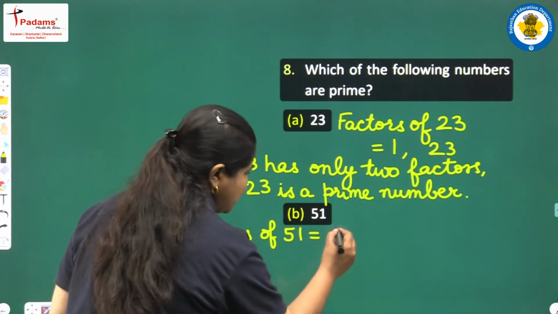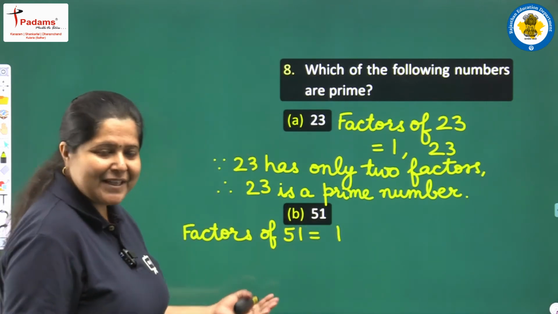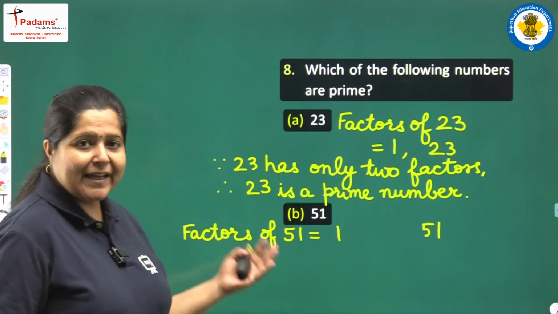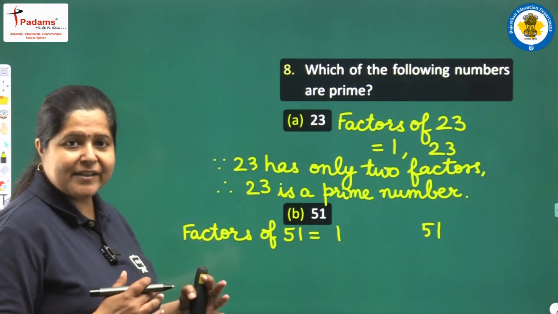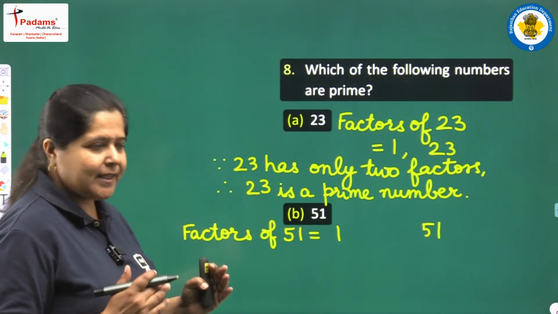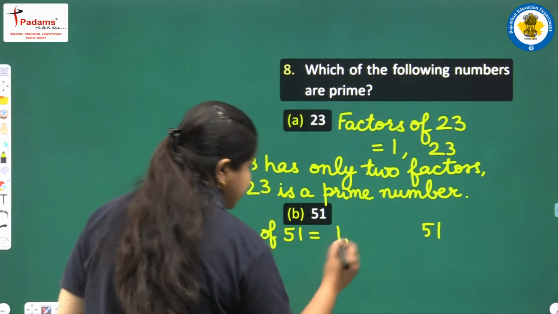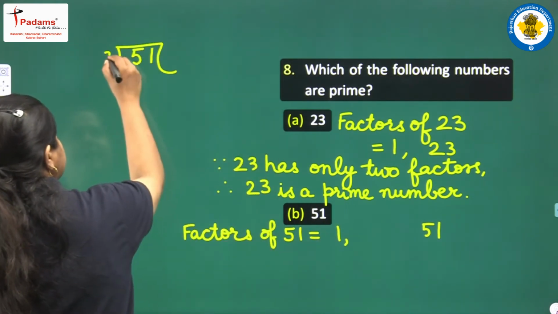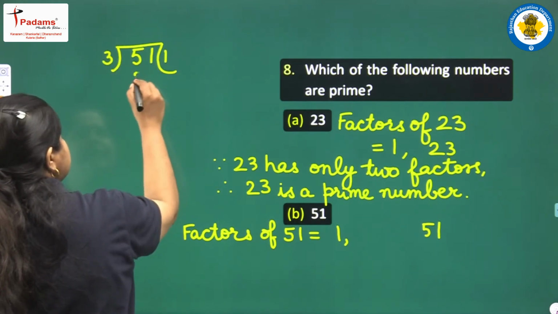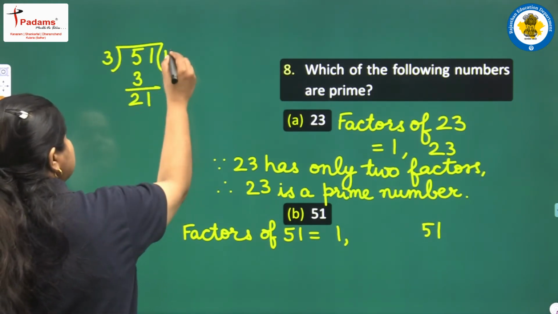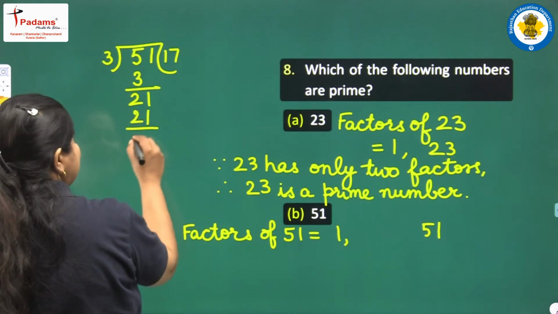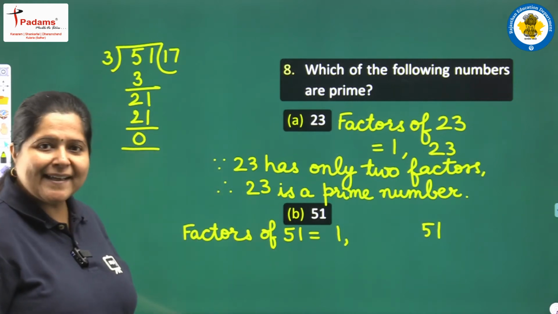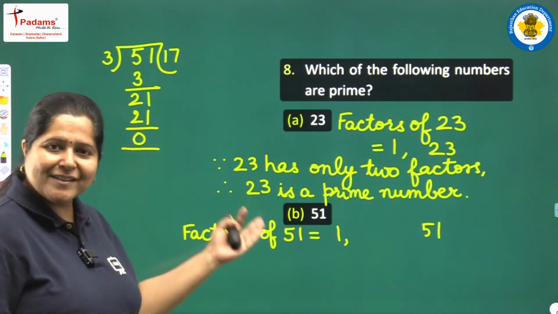We know that 1 is a factor of every number and 51 will be a factor of itself. And do we have any other factors also? Just think about it. Yes, if we divide this 51 by 3, what do we get? It's 3 ones are 3, 3 sevens are 21. Oh yes, 3 is dividing 51 completely, and so 3 is a factor of 51.